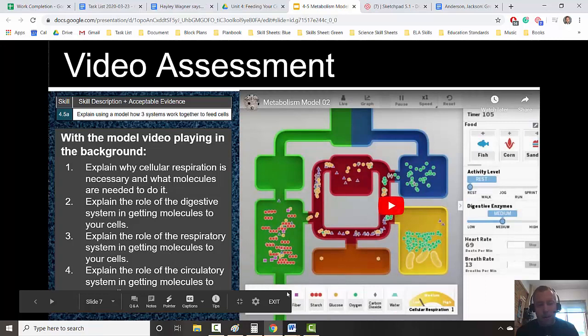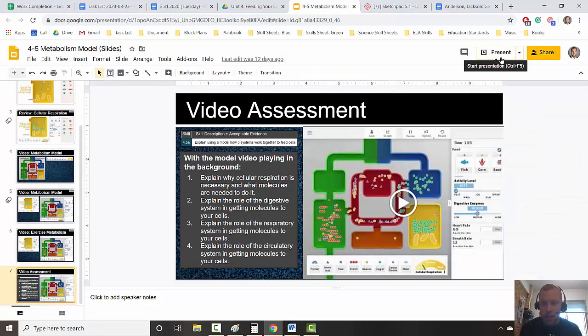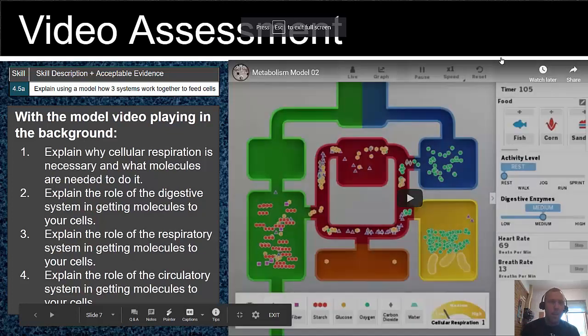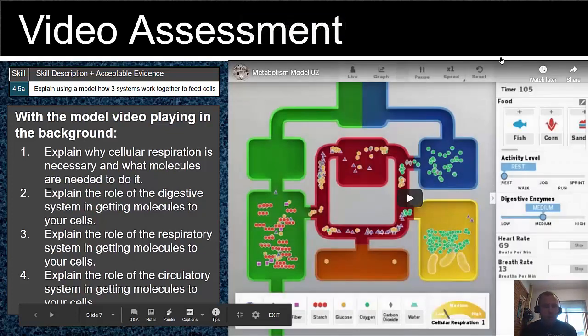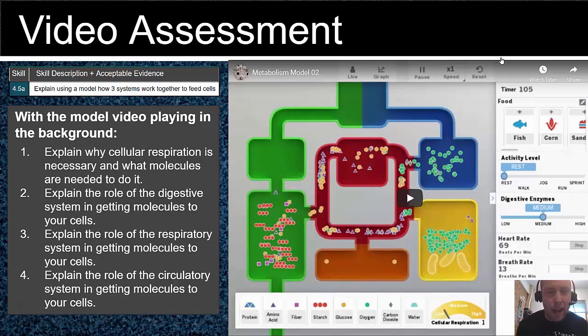All right, I'm going to exit so I can actually see full screen again. Here we go. Let's talk a little bit about what you're going to be doing here. So we're going to give you access to the video model. You actually could just go to my slides here, or I think I have a link where you can go to the video model too. I would like you to play the video model in the background while you make a Loom video, and I want you to be able to explain why cellular respiration is necessary and why molecules are needed to do it. If you want to use that cellular respiration blown up model, you could do that too. Otherwise, you could just use the one right here.